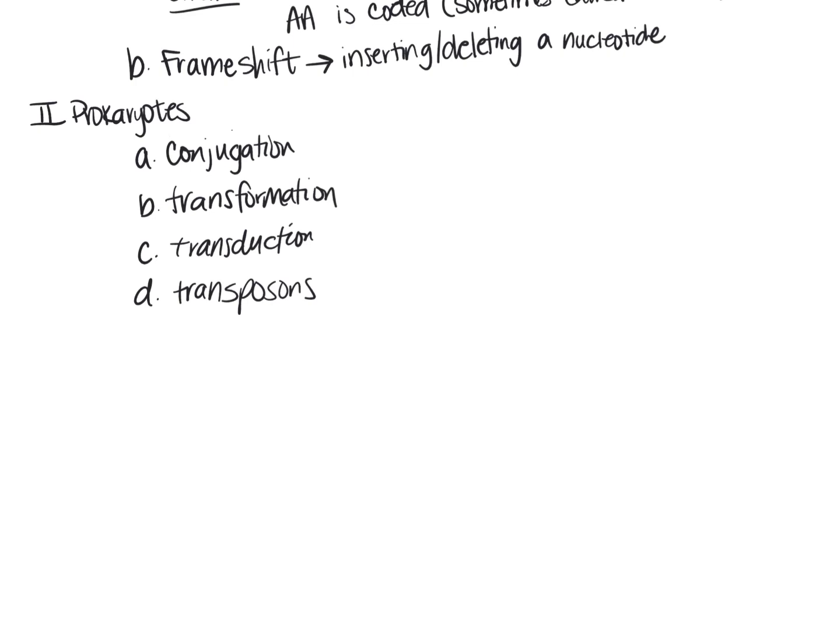In conjugation, bacteria are actually able to exchange genetic information with another bacterial cell. This would be akin to sexual reproduction, where there is an exchange of gametes.